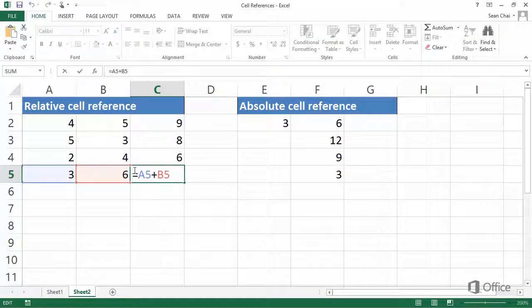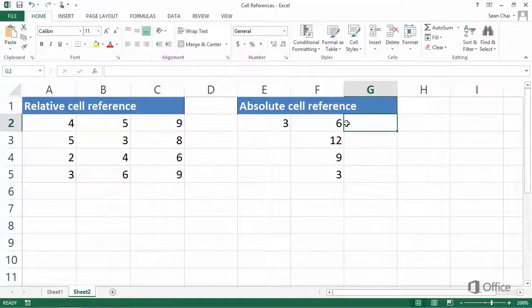This is called a relative cell reference, and it's the default for Excel. But you don't always want cell references to change when you copy a formula.